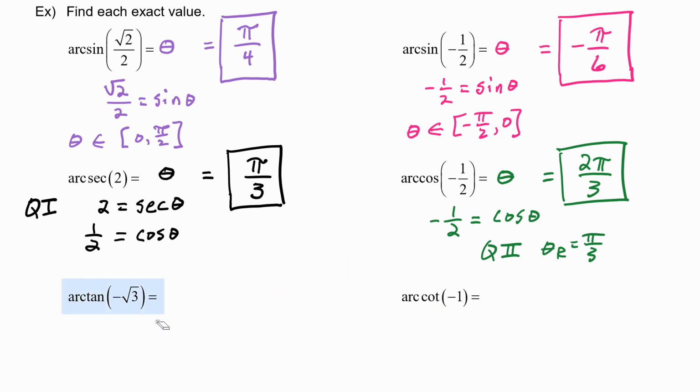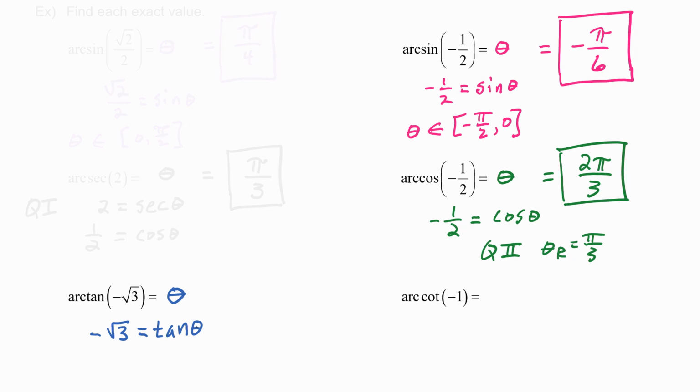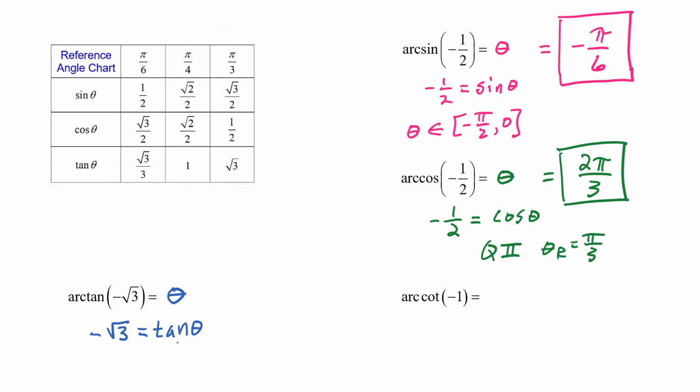For arctangent of negative rad 3, remember it will output an angle. Take the tangent of the left-hand side. You are left with negative rad 3. Take the tangent of the right-hand side. You have tangent theta. Looking at our reference angle chart, if the tangent is radical 3, the reference angle is pi over 3.